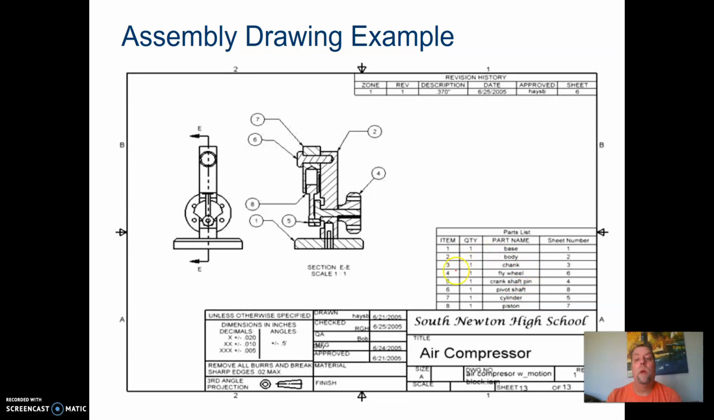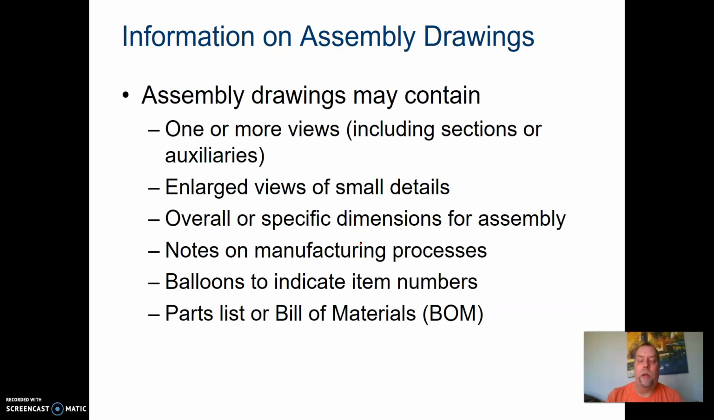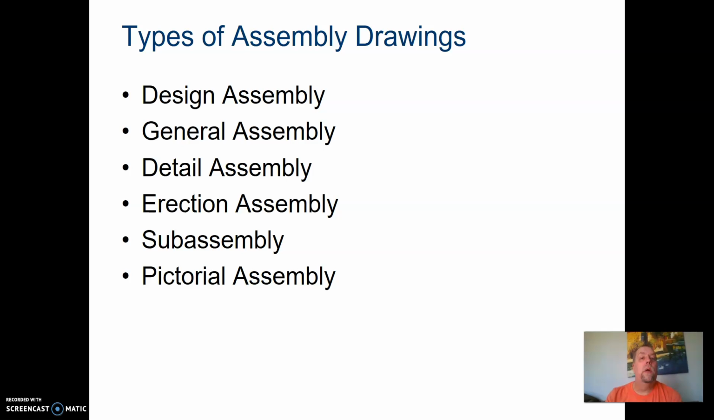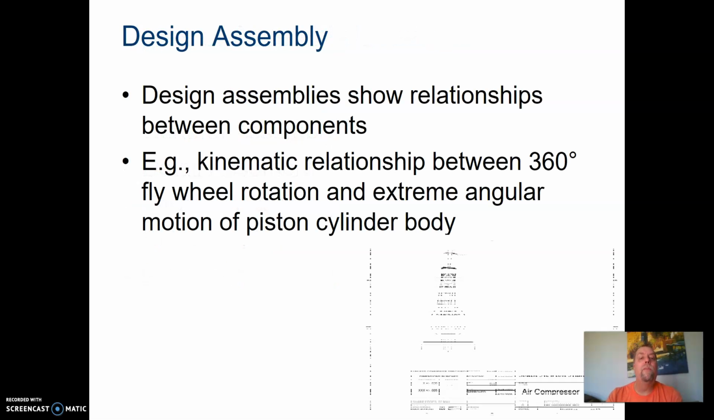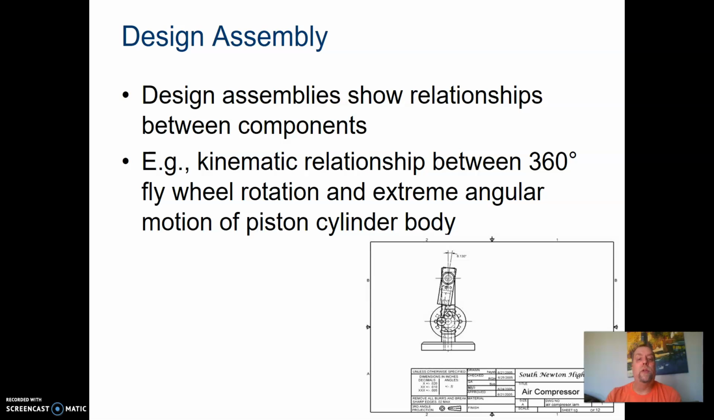It shows the part name, and the quantity, how many of those parts are in it. Over here is what sheet it would be on, so what sheet number the actual part is on within the set of drawings. So types of assembly drawings would be a design assembly, general assembly, detail assembly, erection assembly, subassembly, and pictorial assembly. Design assembly shows the relationship between all the components and how they work together.